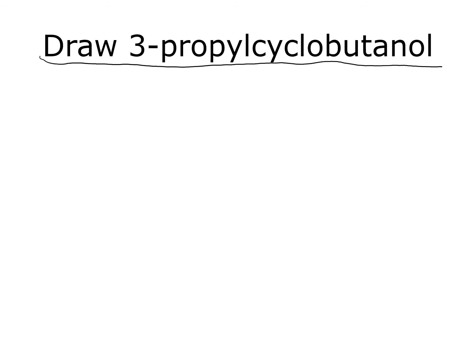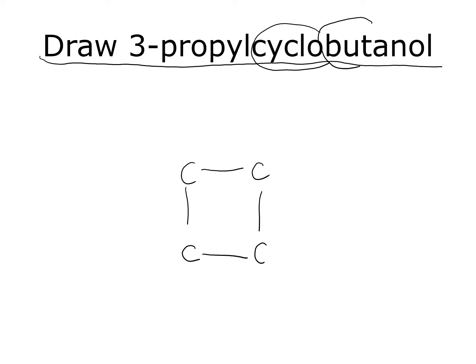Draw 3-propylcyclobutanol. But tells us we have 4 carbons. Cyclo means they're in a ring. So let's draw 4 carbons in a ring, which gives us a square. We can attach those together. And then the ending OL means we have a hydroxyl group attached. And then it tells us at carbon 3, we have a propyl attached.